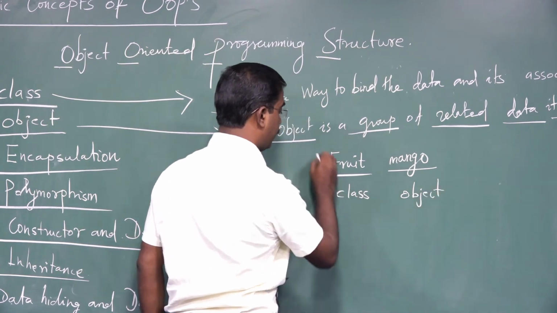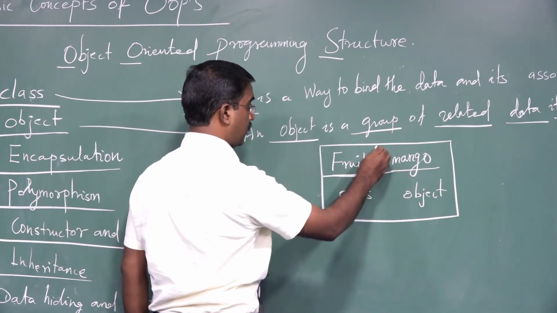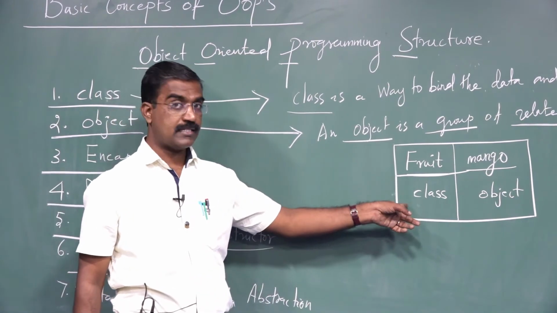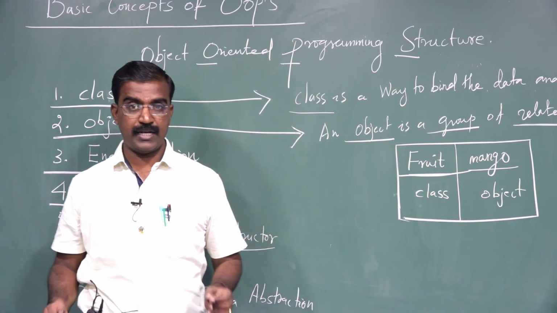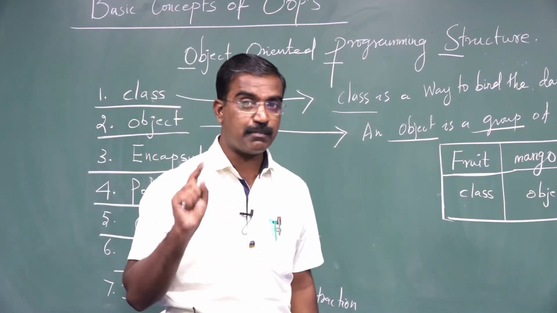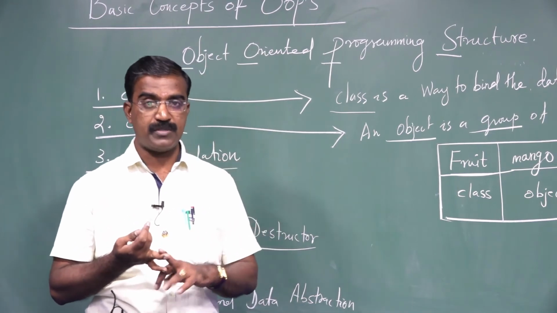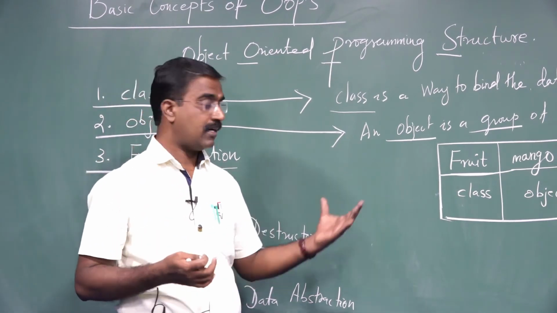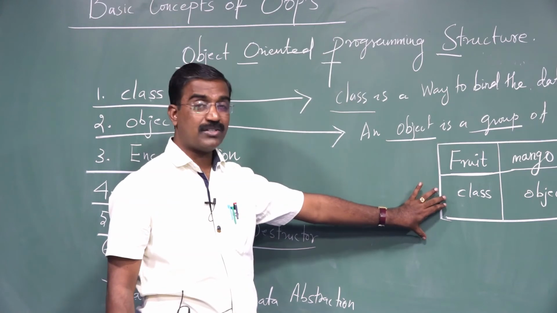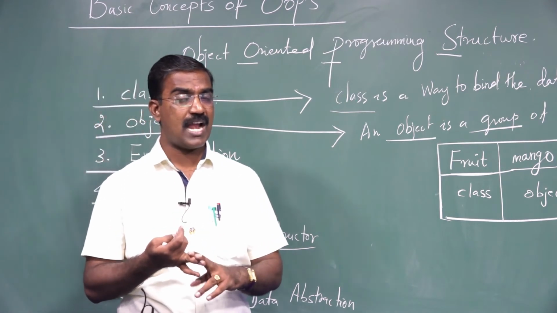That's why every program will be combined with classes and objects. Class is a way to bind the data and its associated functions together. An object is a self-sufficient subprogram with specific functional area, with data. Here in this data, what are the related attributes, state and behavior?